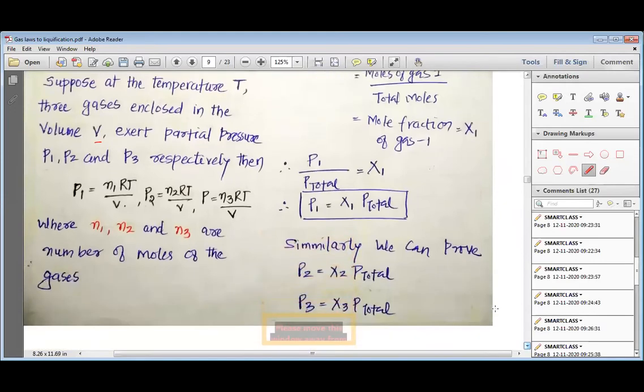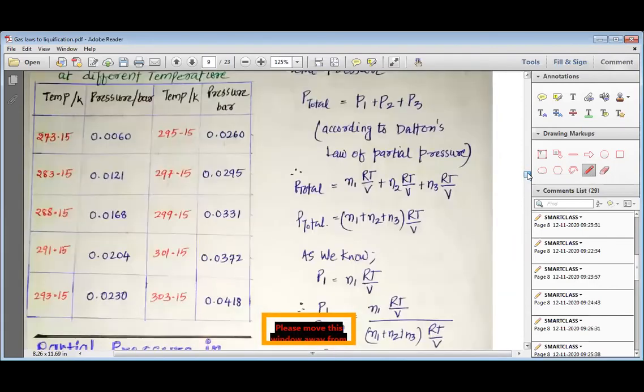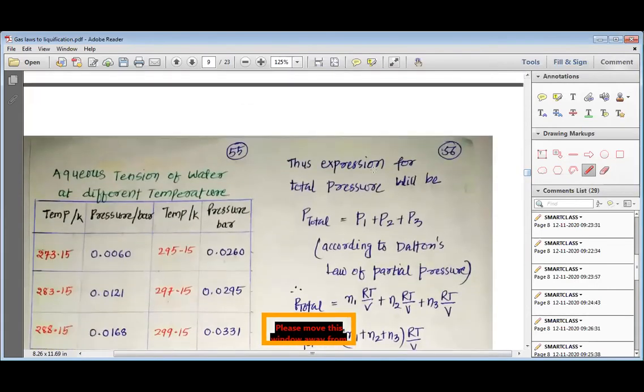So we can write according to the ideal gas equation, P1 is equal to N1 RT by V, P2 is equal to N2 RT by V, P3 is equal to N3 RT by V. So this is how, my dear students, we can write, where N1, N2 and N3 are the number of moles of the gases.